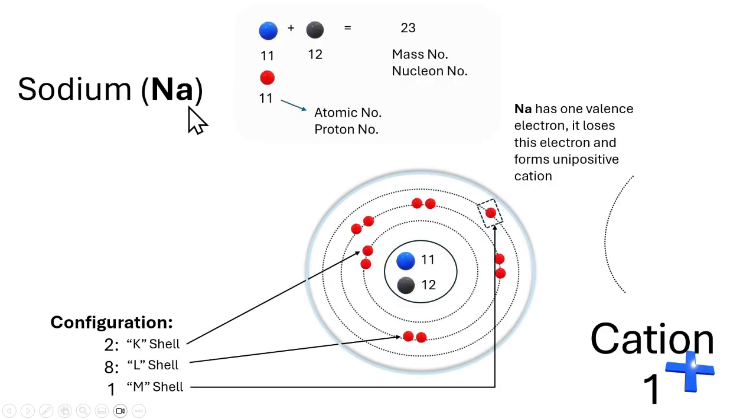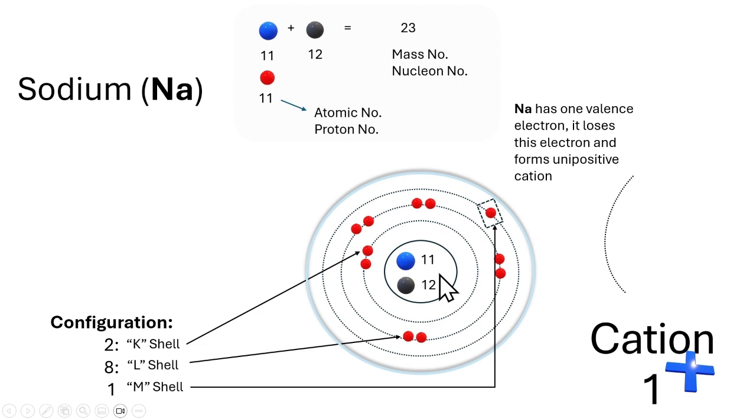Let us take the example of sodium. Symbol of sodium is capital N and small a, as I have written. Sodium mass number is 23 and proton number is 11. Here electrons and protons are equal in number, that is 11 and 11, and neutrons are 12. Number of protons is called atomic number or proton number, whereas the accumulated number of protons and neutrons in the nucleus is called mass number, or it is also called nucleon number.